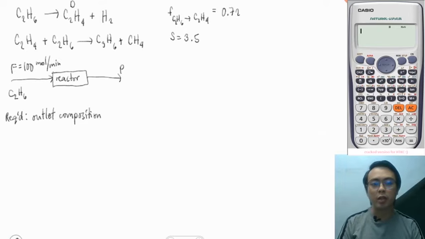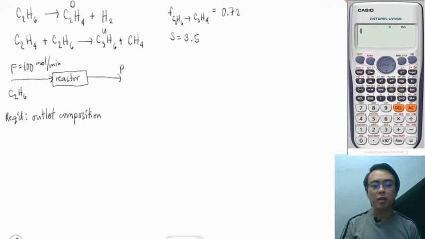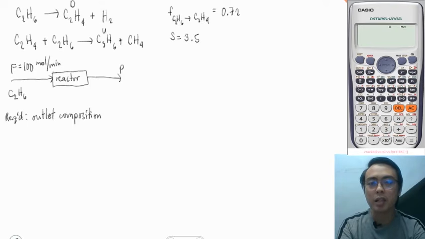The second reaction pertains to the side reaction, which was undesired, or which we don't want to happen, or at least we want to minimize. So I will assign the C3H6 as my undesired product. You can also assign the CH4 as the undesired product. They're just the same. Basically, we want to obtain C2H4, or ethylene, and we don't want to obtain C3H6, or propylene. By the way, we are also given values for the conversion from ethane to ethylene. That's 0.72, and the selectivity is 3.5.